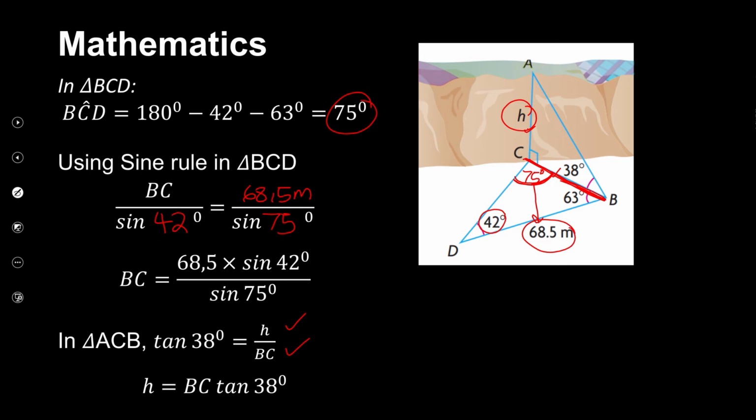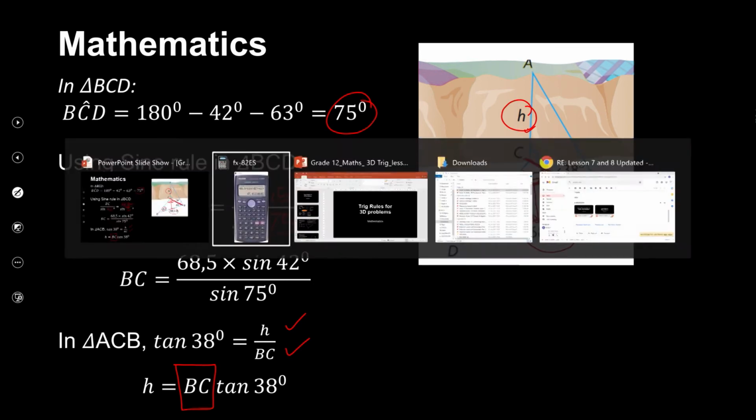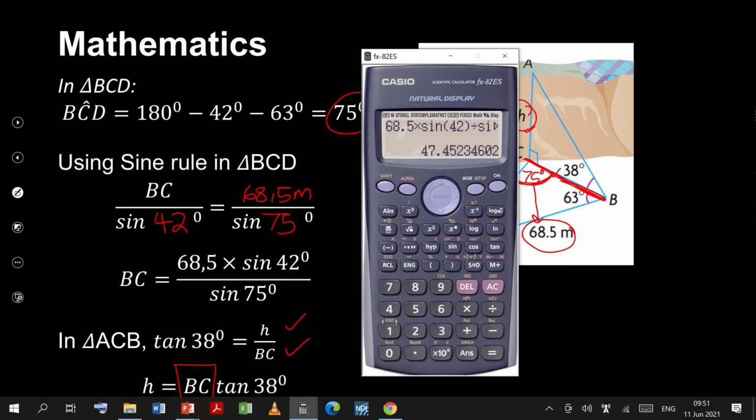So h will equal BC times tan 38. And remember, this is the value we have in our calculator at the moment, so we just have to multiply that by tan 38 degrees. There's our value for BC in our calculator, and now we've got to multiply it by tan 38 degrees to get our value for h.